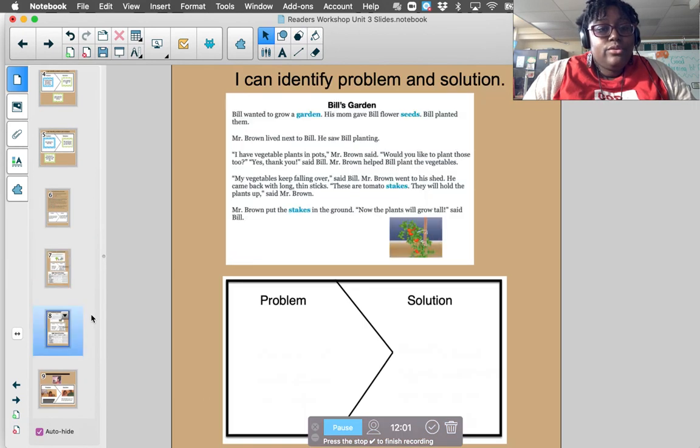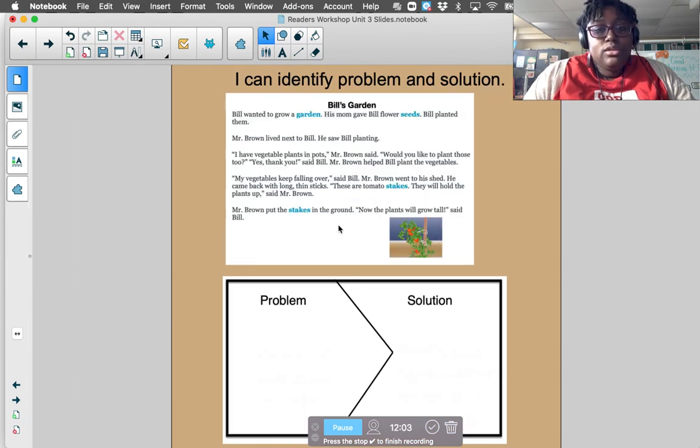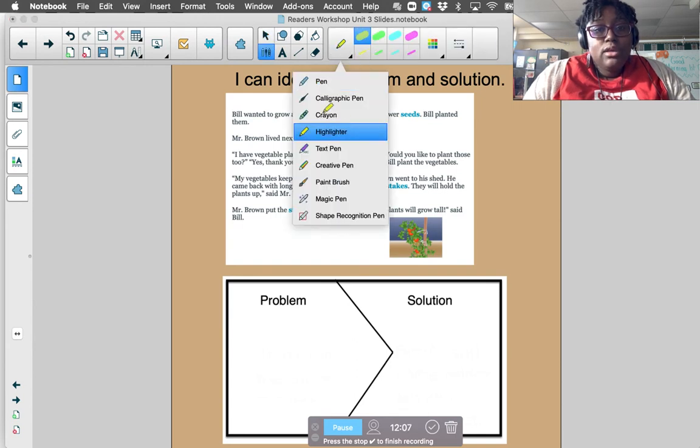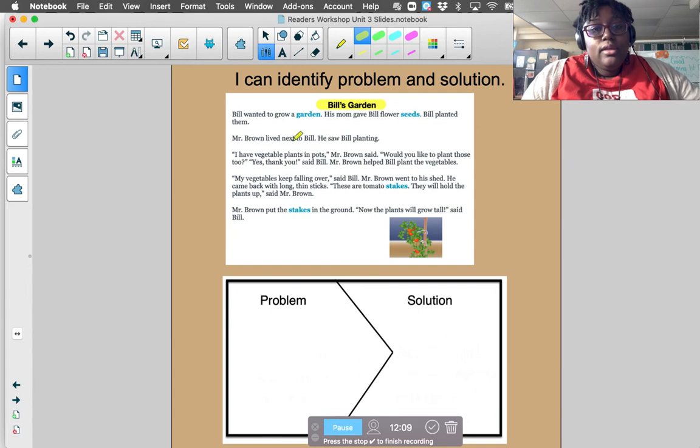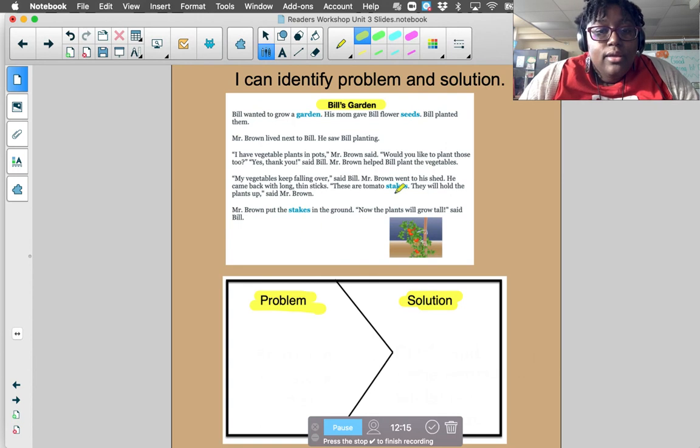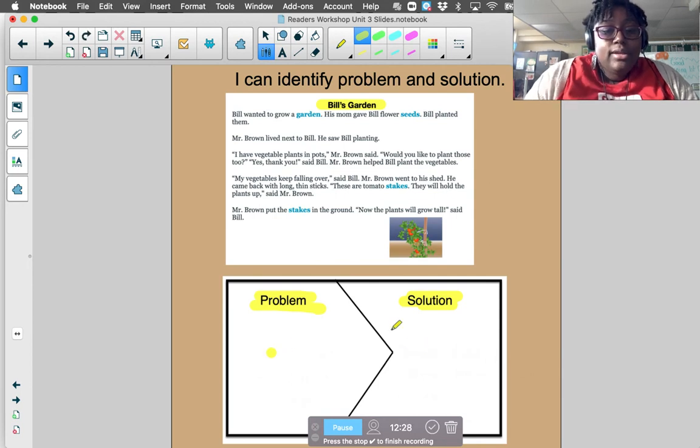Now it's time for you to find the problem and solution in a story. Today you are going to read the story Bill's Garden. In the story, there is a problem and a solution. Make sure you read the story and identify the problem and the solution. Remember, today's activity is a quick check, so you should be trying to find the problem and the solution by yourself, not with any help.